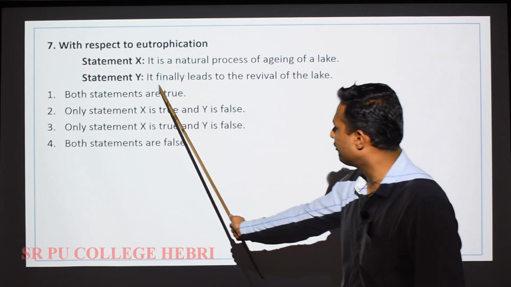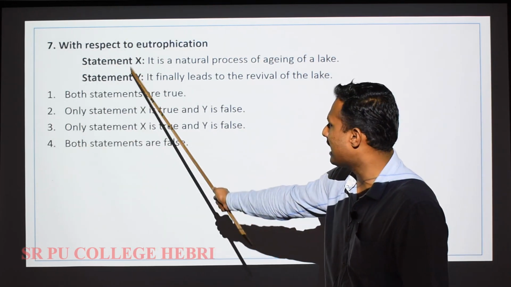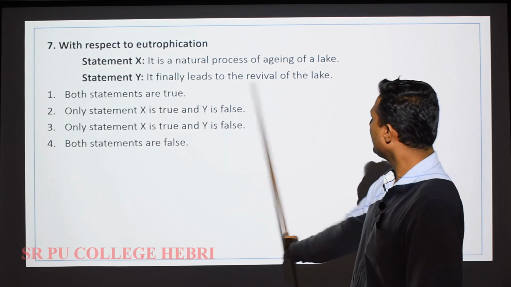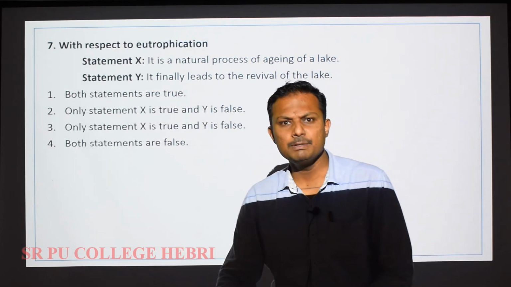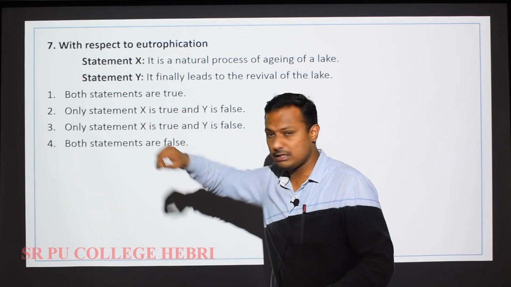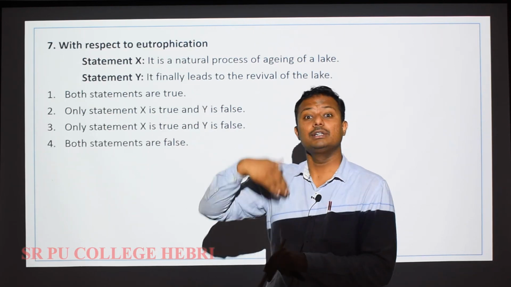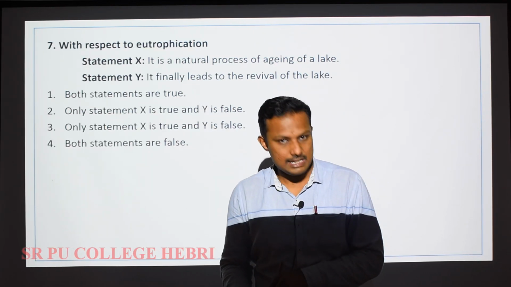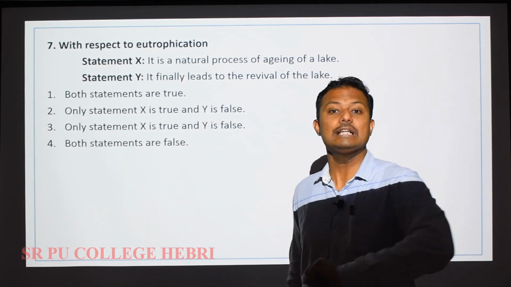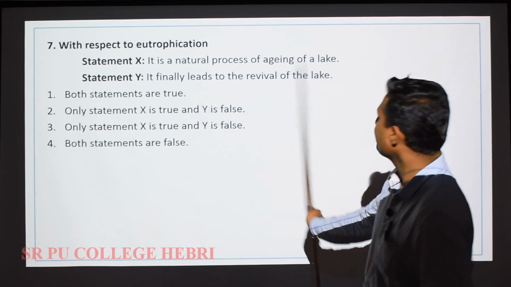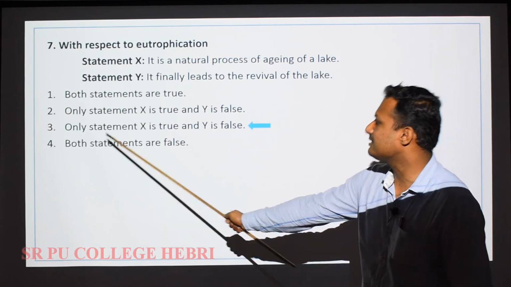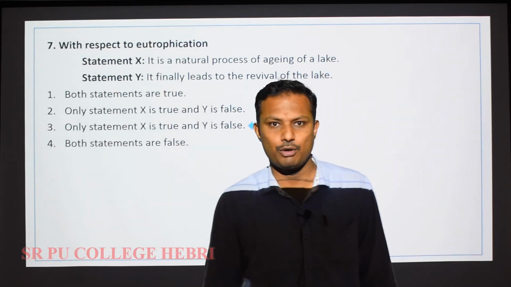It is a natural aging of a lake. So statement X will be considered a true statement. Statement Y says it should finally lead to the revival of the lake. That means once again the lake will be renewed. So this statement says that because of eutrophication, the lake revival takes place. Is that true? No. Here, because of the process of eutrophication, actually the death of the lake is taking place. So statement Y is not true. And which can be the answer? Answer is 3. Only statement X is true and Y is false, right?